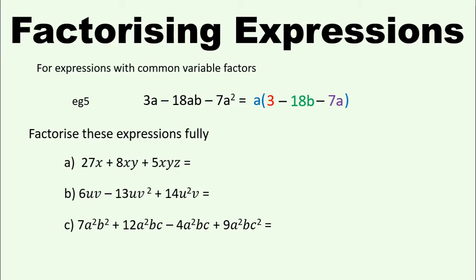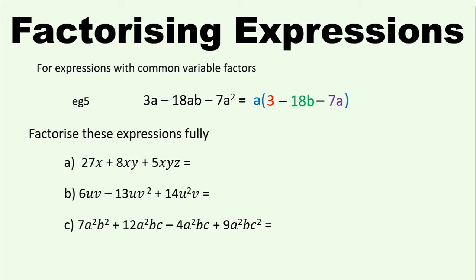If you feel comfortable with that, go ahead and hit pause and try these for yourself. Otherwise, I'm going to keep working through them with you. So for example A, 27x, 8xy, 5xyz. Looking at those numbers, there is no common factor apart from 1. So let's forget about the numbers and look at all three terms for maybe a common variable factor. x, xy, xyz. Notice that all three terms involve x, so we could factor x out of all three terms.